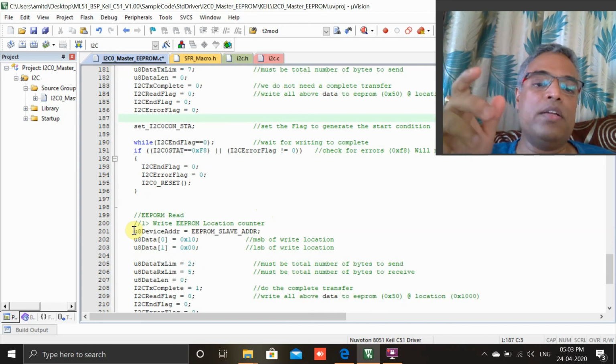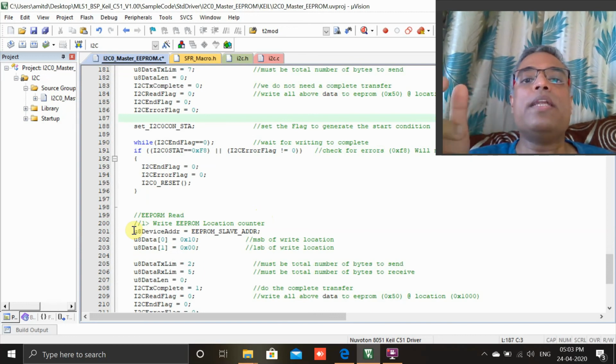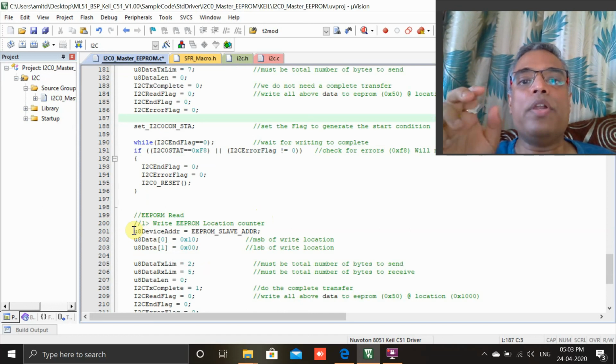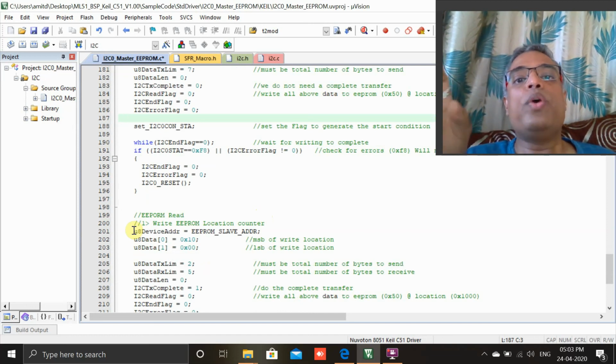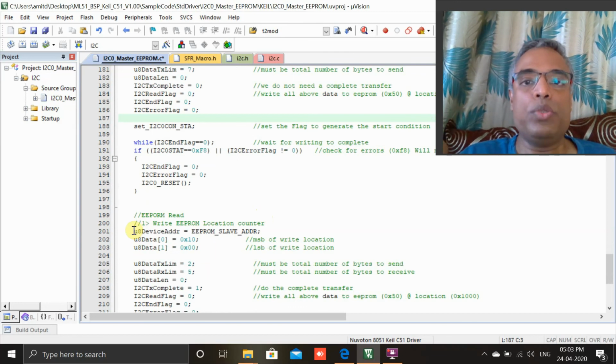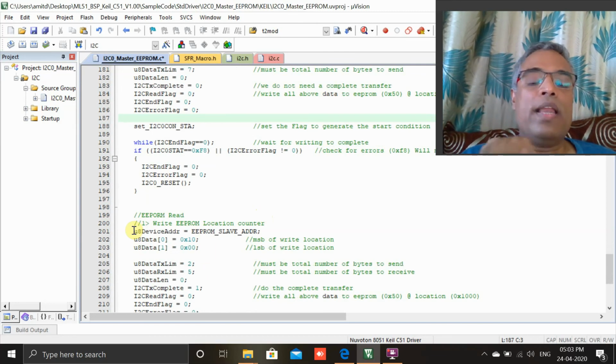Now I have written, I want to read the data. So how would I read the data from the EEprom? To read the data from the EEprom, first I would need to write its address and then issue a repeat start. And once I issue that repeat start, then I can read the 5 bytes of data. So okay, let's see how that is done.